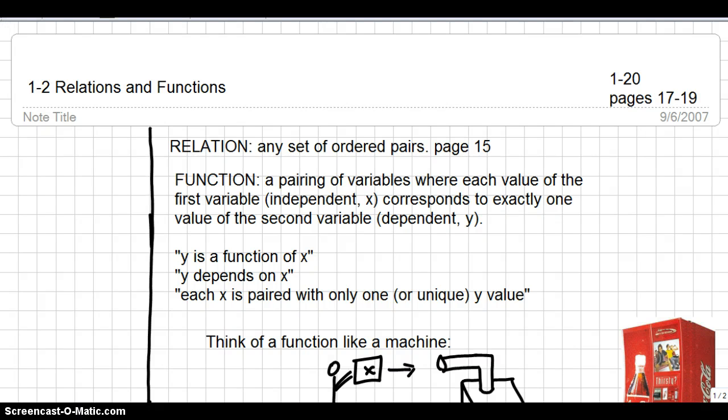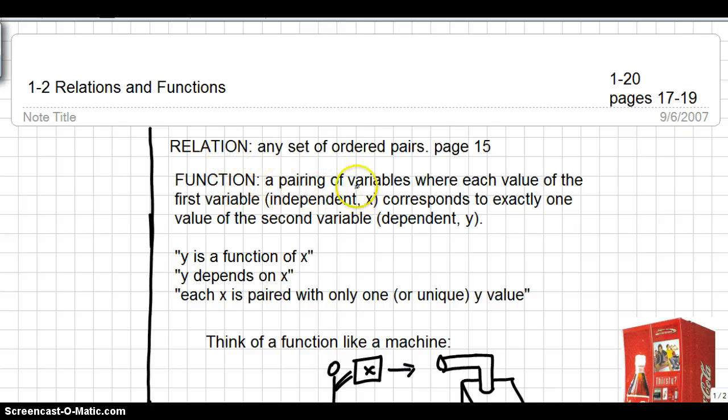This lesson is for Advanced Algebra, Lesson 1-2, Relations and Functions. We're going to start by really quickly talking about relations. Relations are any set of ordered pairs. So there are many things that can be considered relations. The one that we're going to focus on today is a function. A function is a type of relation.